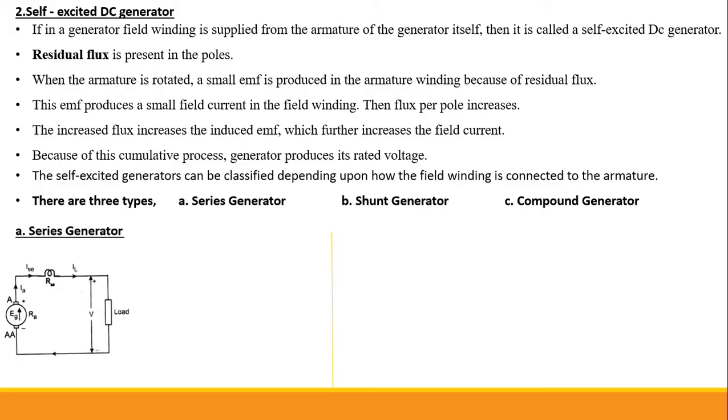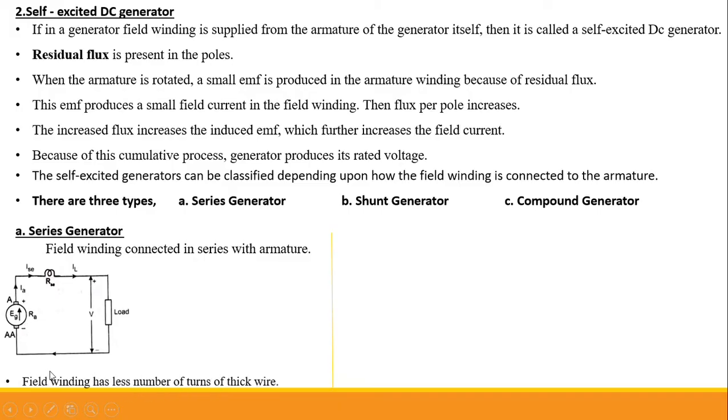First one, series generator. This is the circuit diagram of series generator. Here, field winding is connected in series with the armature. Field winding has less number of turns of thick wire. R series is resistance of the series winding. Ra is resistance of the armature winding.